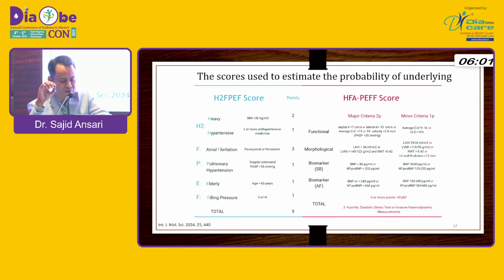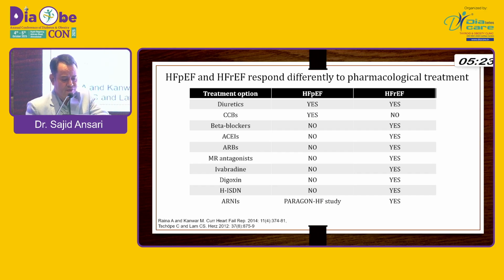When you want to diagnose HFpEF in practice, a very simple tool is the H2FPEF score: heavy, hypertensive patient with atrial fibrillation, pulmonary hypertension, elderly, and high filling pressure. Being heavy, that is obesity, counts as 2 points. In this era of obesity, this matters. If someone has a score of more than 4 or 5, they definitely have HFpEF, and you treat accordingly. There are other scores also, but at least you should apply one in your practice.